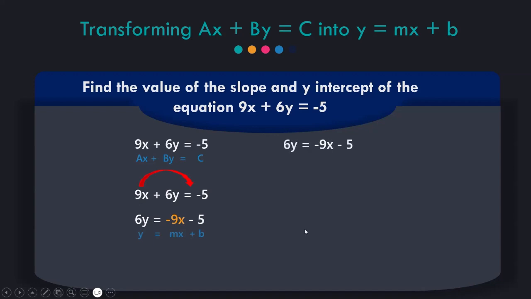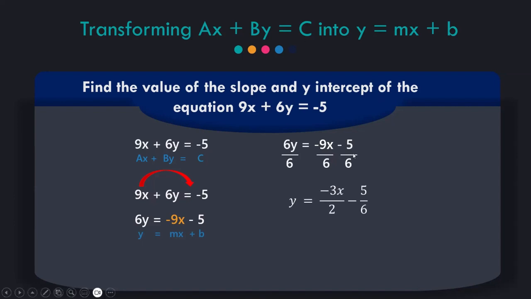What will be our next step? Kailangan si y lang. So, divide both sides of the equation by 6. 6 divided by 6 is y. And then we have negative 9 over 6x. We can simplify that, right? So, negative 9 and 6, pwede natin i-divide pareho by 3. So, negative 9 divided by 3 is negative 3. Okay, so we're going to have negative 3x over 6 divided by 3 is 2.